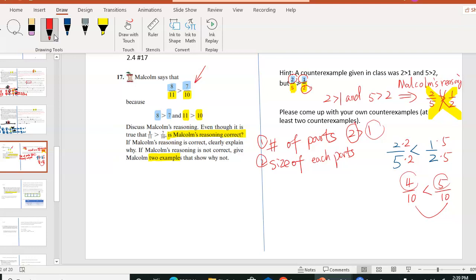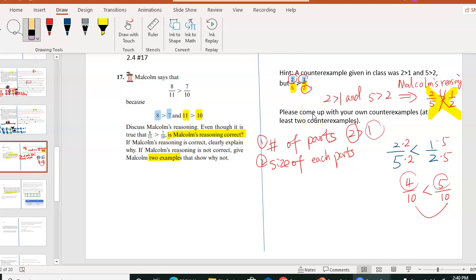There are fractions like these two where somehow it worked: 8 is bigger than 7, 11 is bigger than 10, and 8/11 is bigger than 7/10. But it's not because his reasoning is correct. It's because when we multiply 10 here and 11 here, 80 is bigger than 77. It's just because the numbers he picked happen to work with his reasoning. So you need to come up with 2 examples.